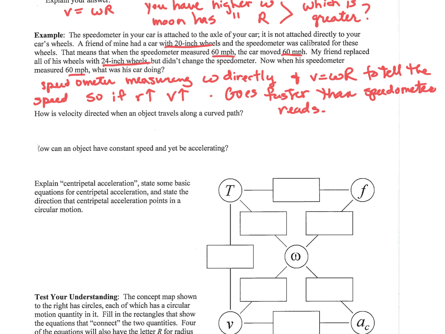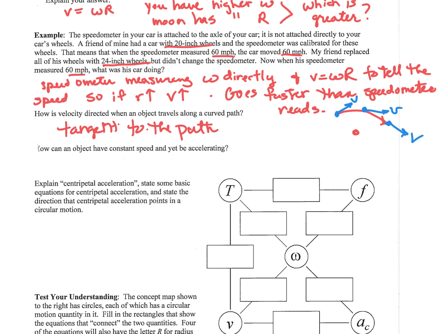How is velocity directed when an object travels along a curved path? It is tangent to the path. What does that mean? That means that if I have something moving in a path that's like that, at any point the velocity is tangent to that path. So here, velocity would be this way, there, here, the velocity would be this way. So the velocity is curving.